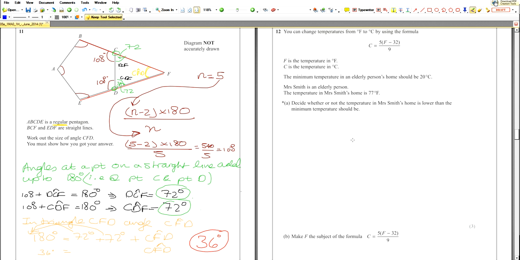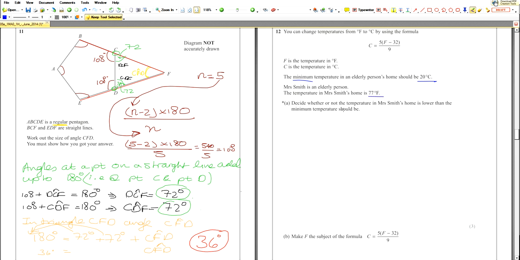Okay, you can change temperatures from degrees Fahrenheit to degrees centigrade by using the formula C equals 5 times (F minus 32) divided by 9. F is the temperature in Fahrenheit, C is the temperature in degrees centigrade. The minimum temperature in an elderly person's home should be 20 degrees centigrade. Mrs. Smith is an elderly person. The temperature in Mrs. Smith's home is 77 degrees Fahrenheit.